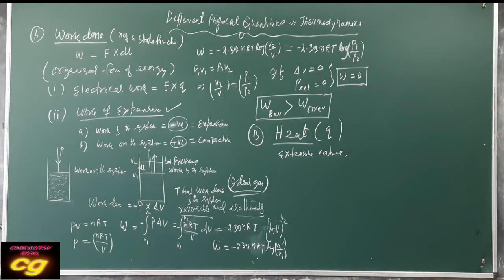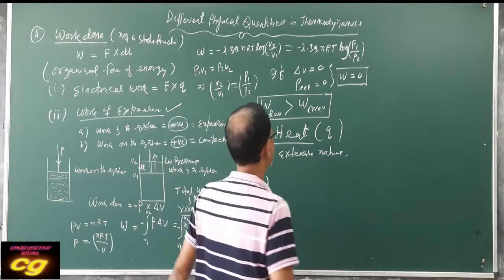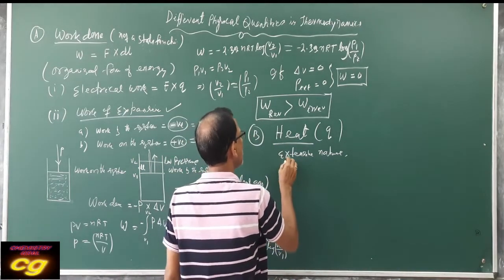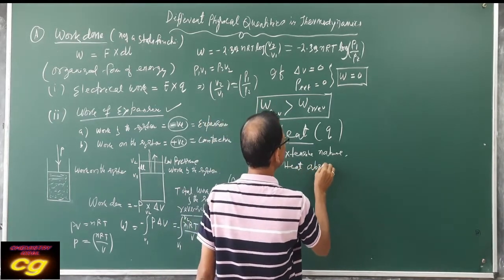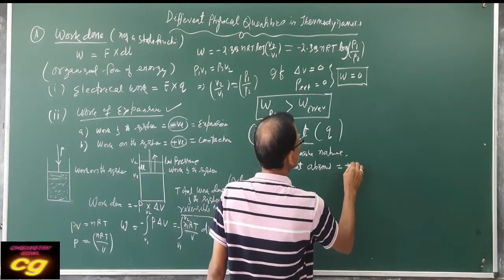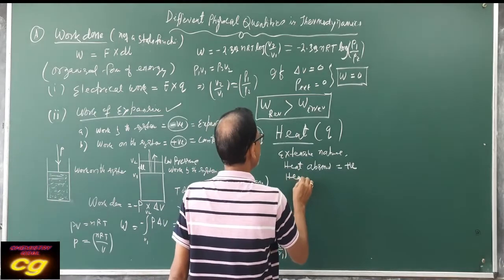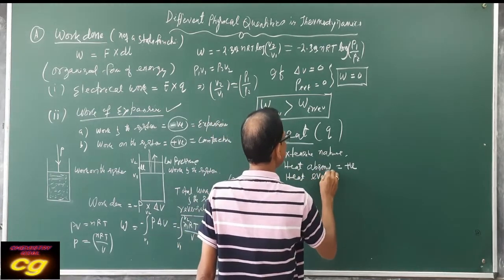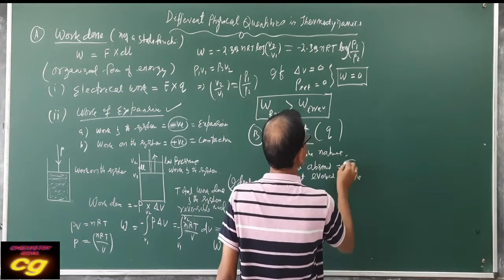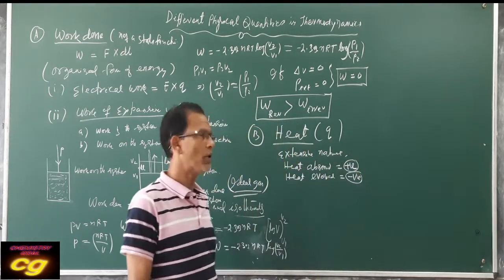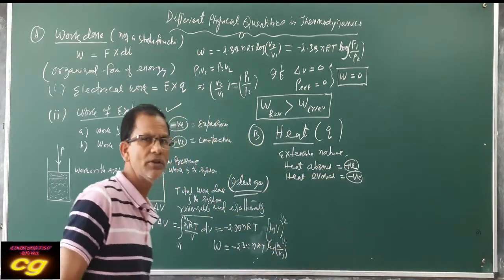Heat may be positive or negative. When heat is absorbed, it is considered positive. When heat is evolved, it is negative. Heat produced means negative, heat absorbed means positive. So this is the sign convention regarding heat.